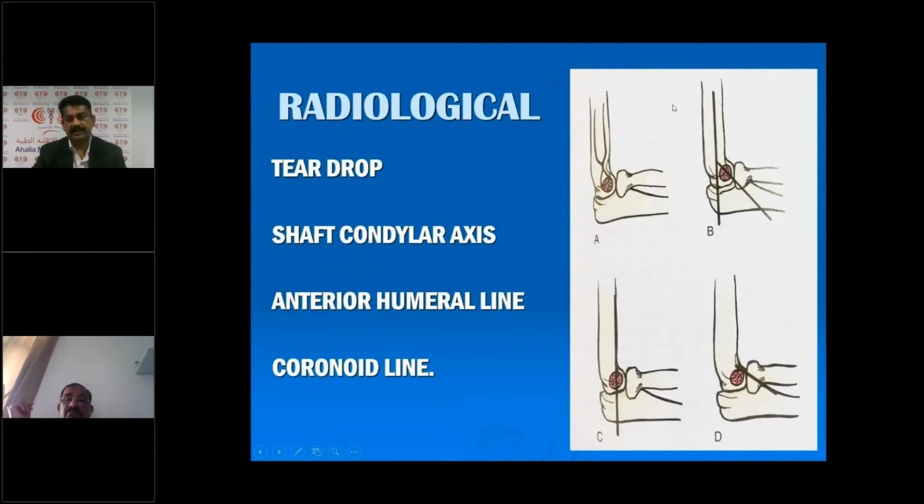Shaft condylar axis is the angle formed by the long axis of the humeral shaft and the long axis of the capitulum in the lateral radiographs. Usually it is 40 degrees. So in extension supracondylar, this angle reduces.